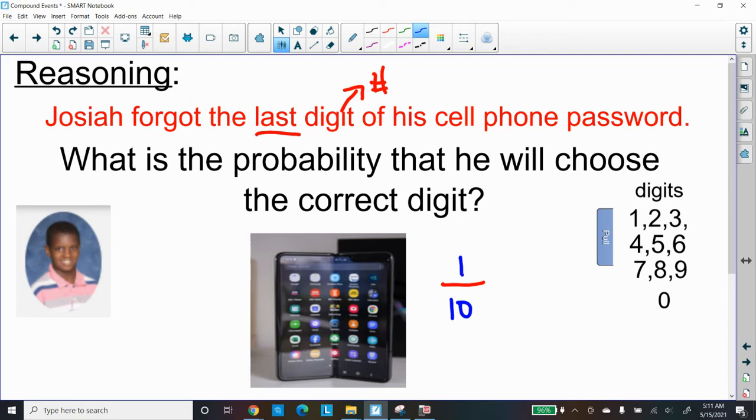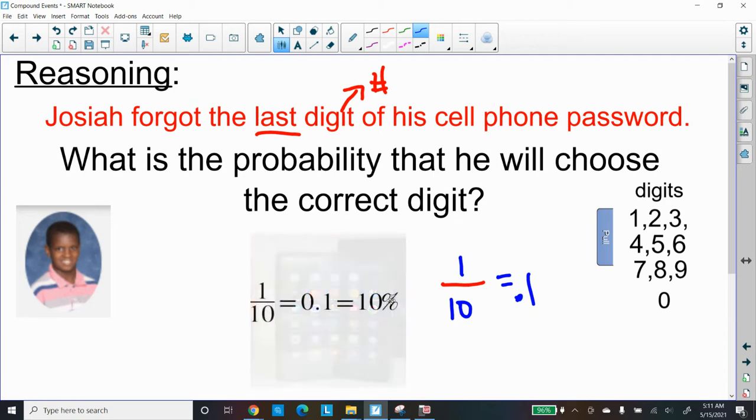So that would be a 10% chance of getting it right, or 0.1 if you want. So 1 out of 10, only 1 out of 10 numbers would be correct for him to get. So good luck, Josiah. I hope you try it and don't get locked out of your phone. So let's look at another one.